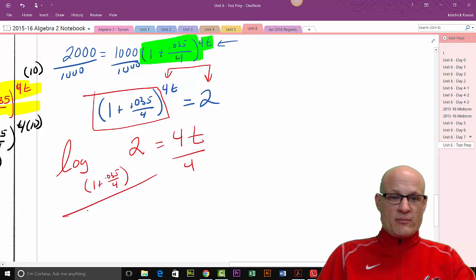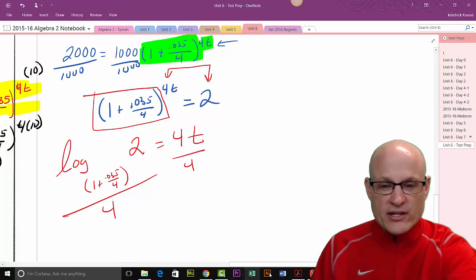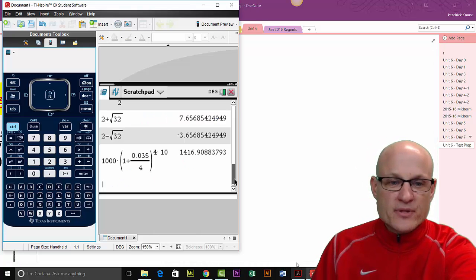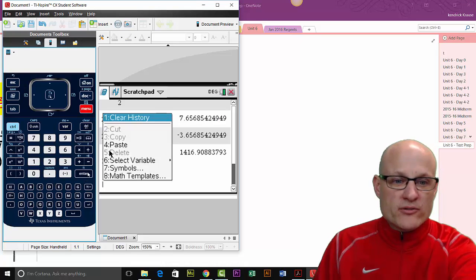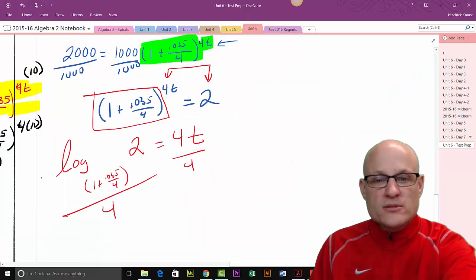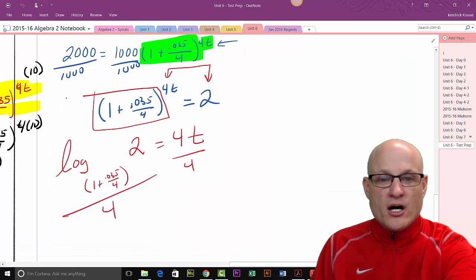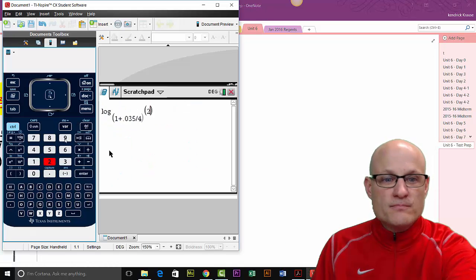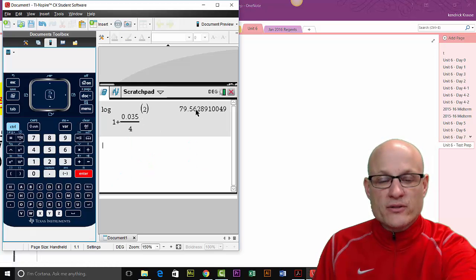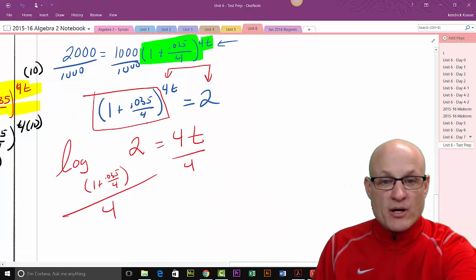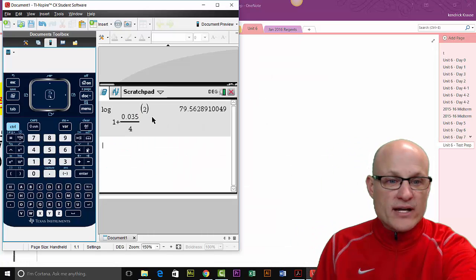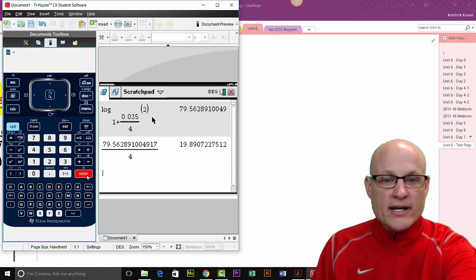So that obnoxious thing needs to get put in your calculator. It's not too bad. Let me clean up a little bit so you can see it. So log of parentheses 1 plus 0.035 divided by 4, of 2. Does it look the same? Yep, there's the base. So 79 years, but don't forget we still have to divide by 4. So divided by 4, and I get 19.89 years.